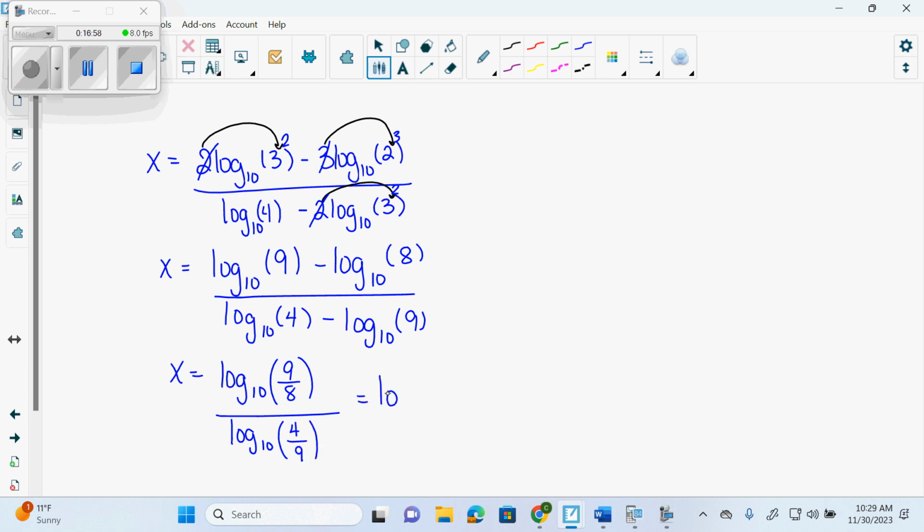And then I'm going to get log of 4 over 9 for my base, 9 over 8 for what's beside my log, or log 9 over 4, 8 over 9. So once you've done that, go back to whence we came from.